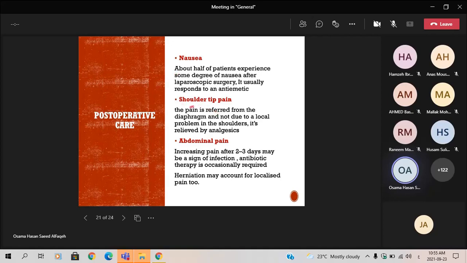او الشولدر تبين. الشولدر تبين مشكله مش في الشولدر بيكون هو نورمال، ولكن انه الديافرام بيكون فيه البين منه وراديت تو ذا الشولدر تب بين، تعطيه انالجيسيا وريليفد. ابدومينال بين، اذا زاد الابدومينال بين افتر 2 to 3 داي فمعناته انا في عندي انفكشن، لازم نعطيه ايش؟ الانتي بايوتيك. وممكن تصير لوكالايزد بين معناته في هيرنيا، والهيرنيا معناته انه انا سيرجيكال كات doesn't close properly.